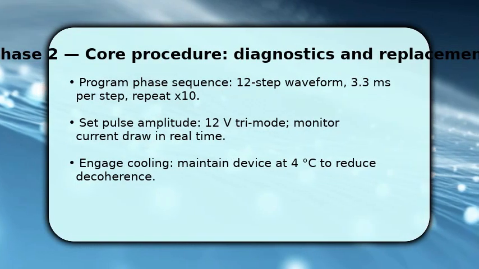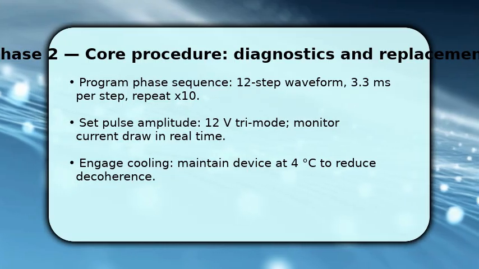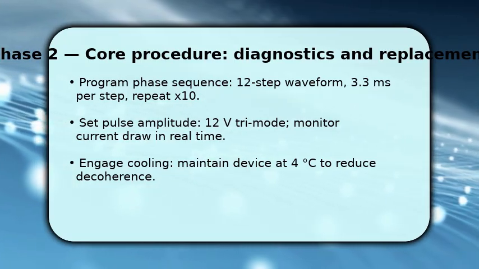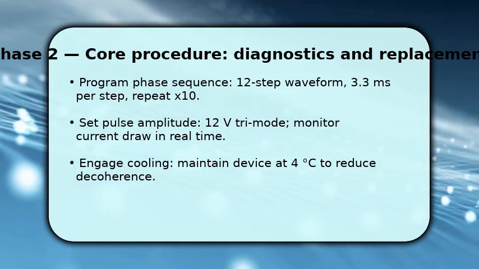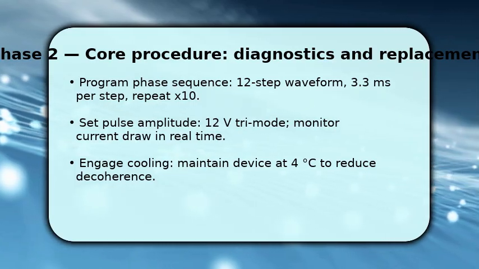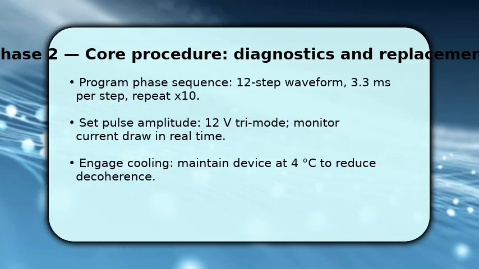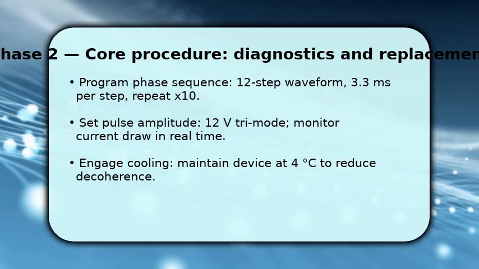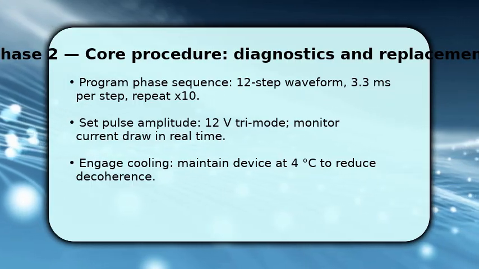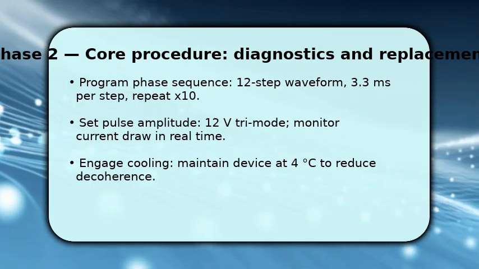You now load the phase sequencing routine and start controlled pulses. Program a 12-step waveform with 3 millisecond steps and repeat it 10 times to build a stable interference pattern. Then, set the pulse amplitude to 12 volts in tri-mode and watch current draw continuously, because spikes indicate misalignment.